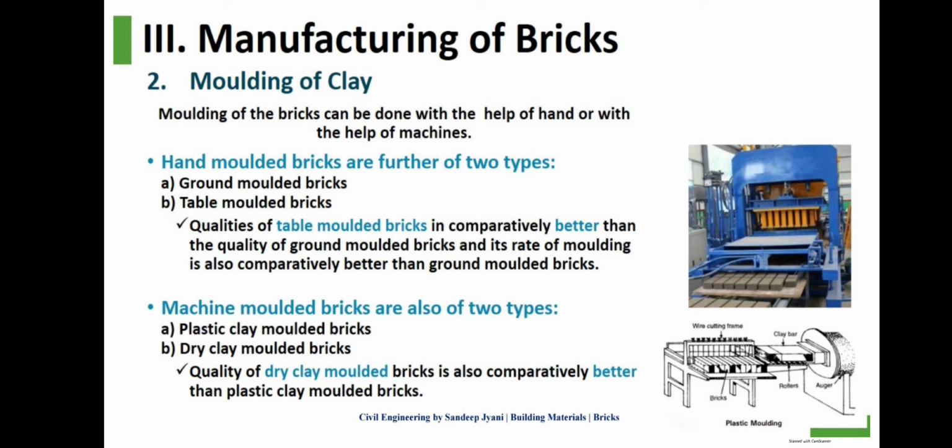Manufacturing of bricks. Second, molding of clay. Molding of the bricks can be done with the help of hand or with the help of machine. First, hand molded bricks are further of two types: ground molded bricks and table molded bricks. The quality of table molded bricks is comparatively better than the quality of ground molded bricks, and its rate of molding is also comparatively better than ground molded bricks.